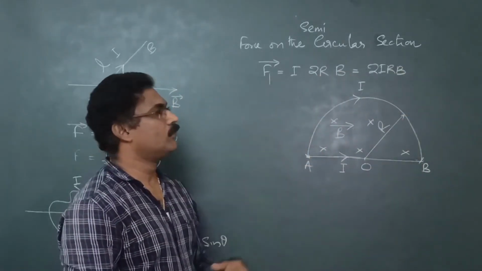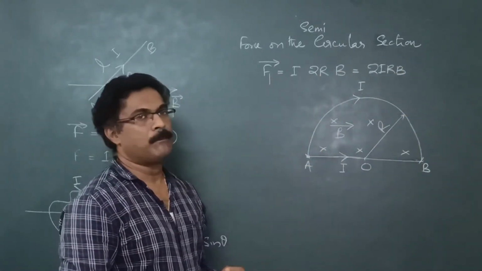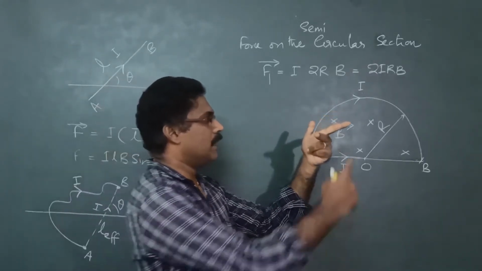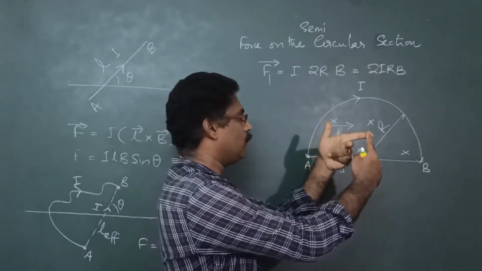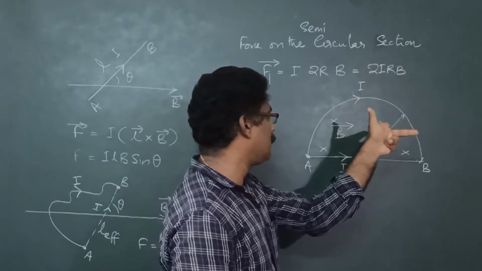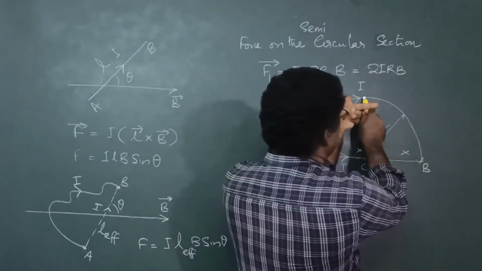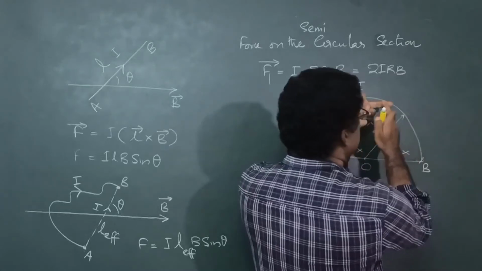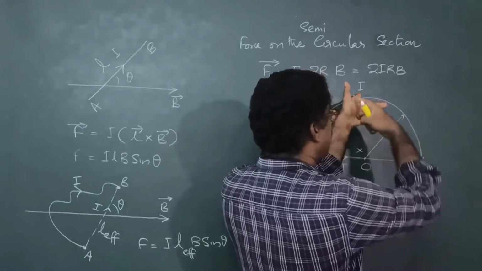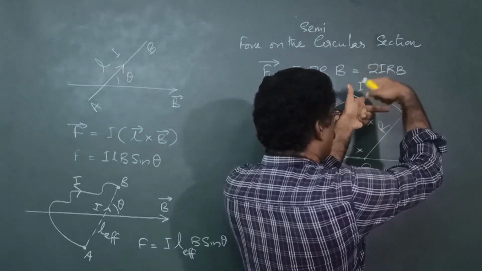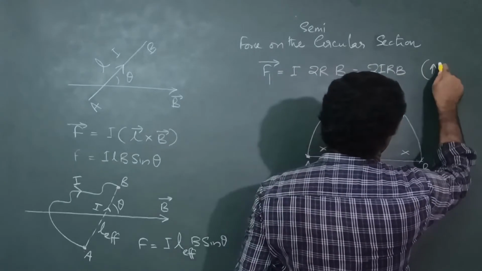Again, what is the direction of this force? You can apply Fleming's left hand rule. You take the left hand, then this is the direction of magnetic field. Forefinger is in the direction of magnetic field. Direction is perpendicular and inward. And what is the direction of current? At this point the direction is in this direction. So central finger is in the direction of current. Then the thumb will give the direction of the force. So force is in the upward direction.